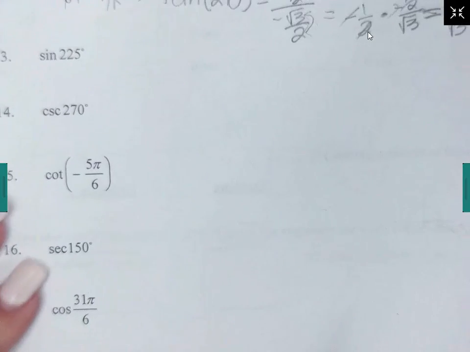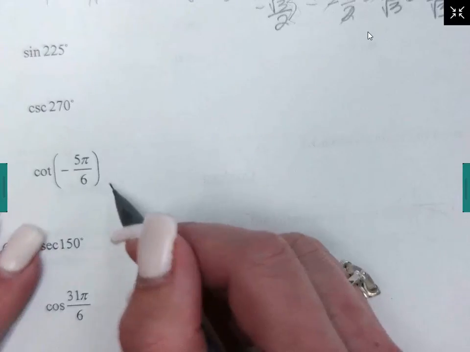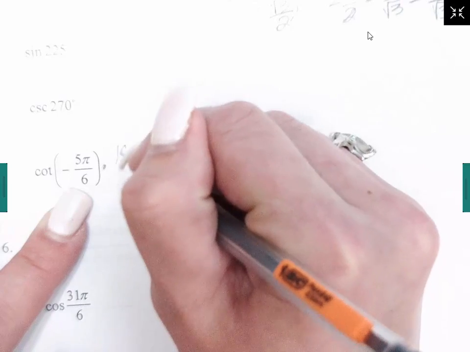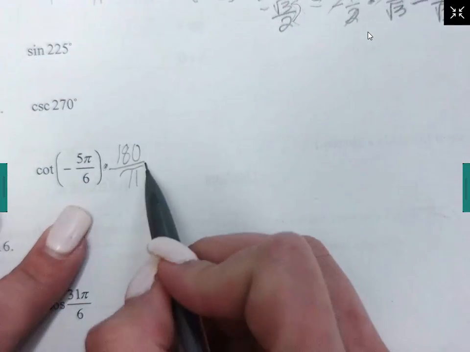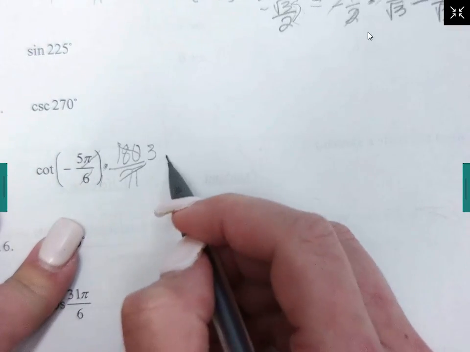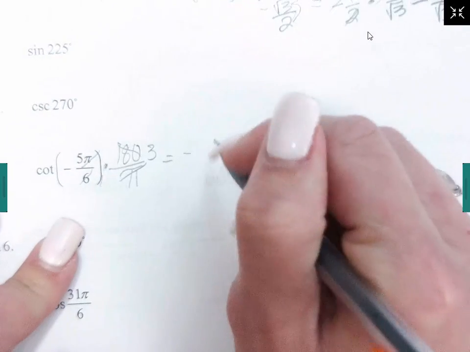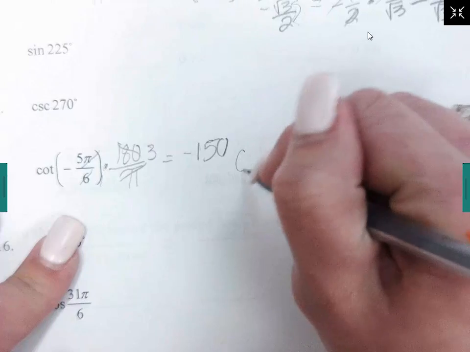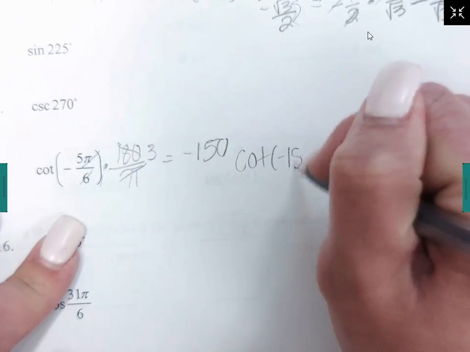Yeah, we can get a 15 next. So 15 says negative 5 pi over 6. To convert this to degrees, we would just multiply by 180 over pi, correct? Our pi's cancel. 6 becomes 1. This becomes 30. So then we just get negative 150. So we want to find the cotangent of negative 150.